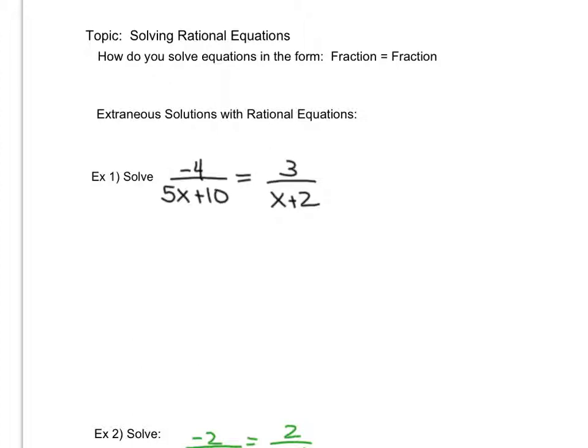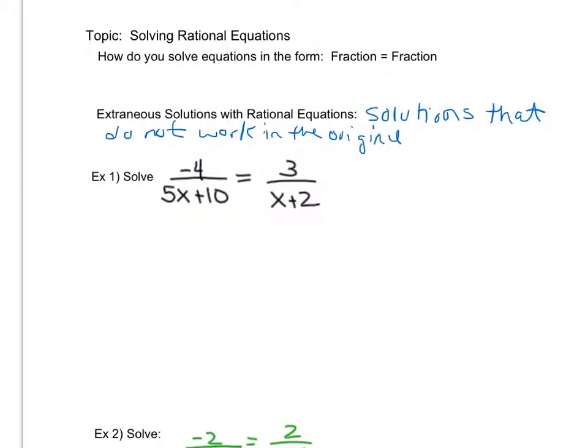One thing you want to be careful of with rational functions is that you can have extraneous solutions. Remember, we've talked about extraneous solutions before, with absolute value equations. Extraneous solutions are solutions that you get after going through your solving process that do not work after you check your answer. So I'm going to simplify that definition a little bit: solutions that do not work in the original equation. So we always want to check for those.